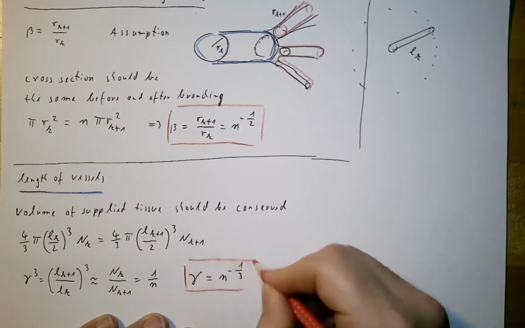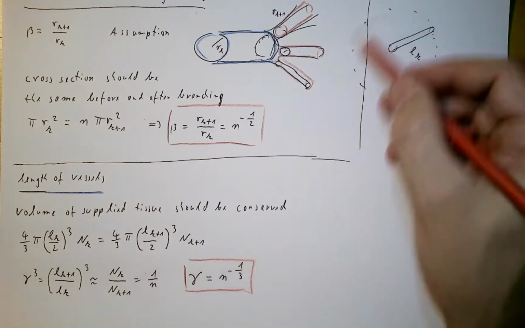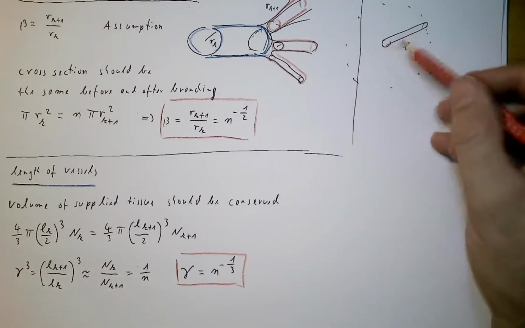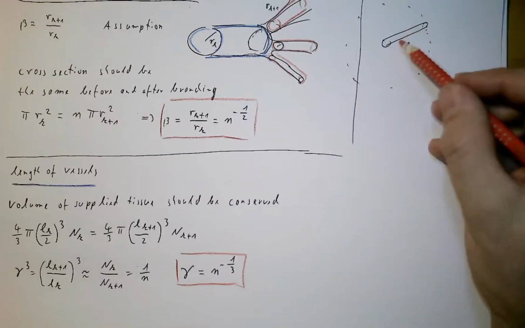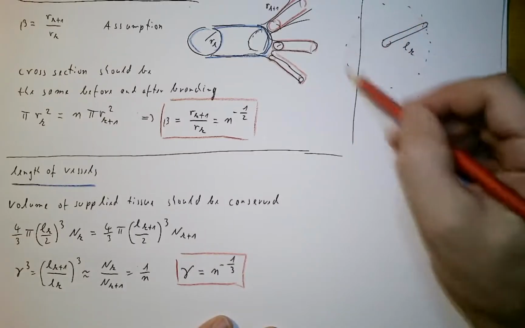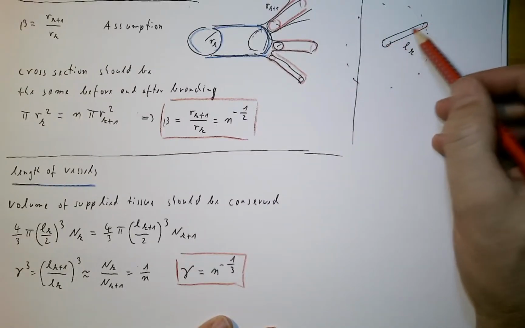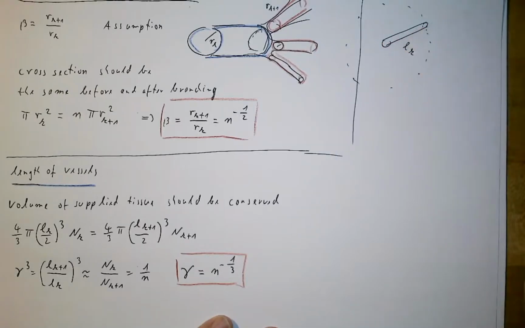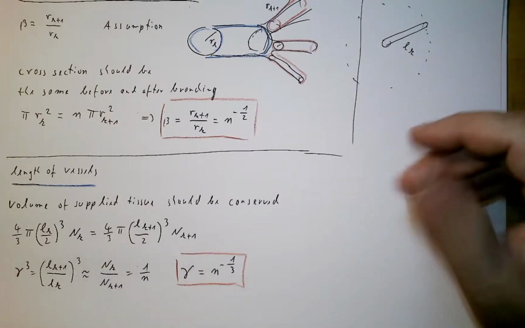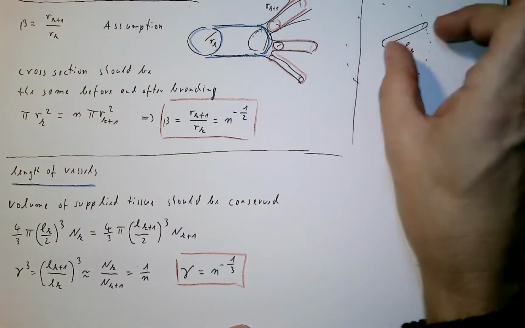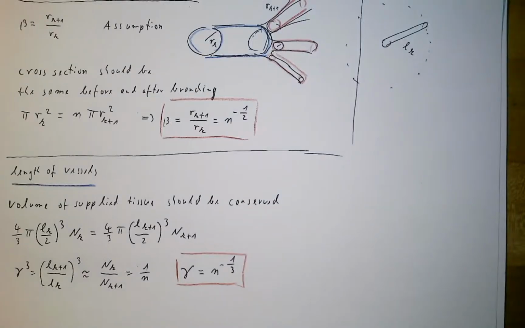And so with a similar argument, the volume of supplied tissue should be the same independent of what depth in the branching network we are. And so we assume that in this volume here we have only one vessel of this depth in the system. That would be the assumption. Because then we have a space filling fractal, because for every scale we have exactly one vessel which is used here.